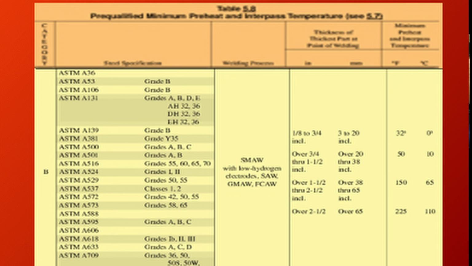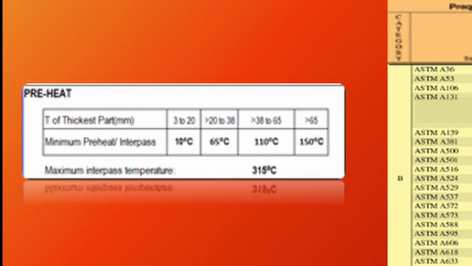Now we'll go for the preheat requirement. You see table number 5.8, which we discussed in the general discussion is for pre-qualified minimum preheat and interpass temperatures. We have collected this data from this table. As per the thickness, 3 mm to 20 mm, minimum preheat temperature is 10 degrees; above 20 to 38 is 65 degrees; greater than 38 to 65 is 110; greater than 65 mm, 150 degrees centigrade. Maximum interpass temperature I have taken from the client or company standard, which is 315 degrees centigrade.